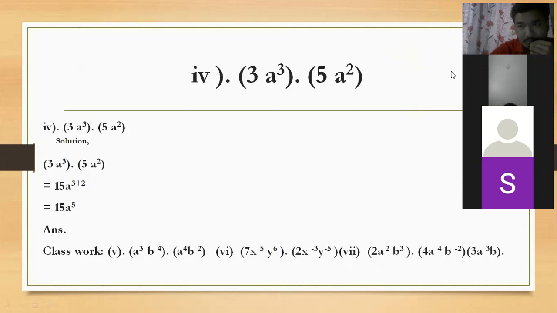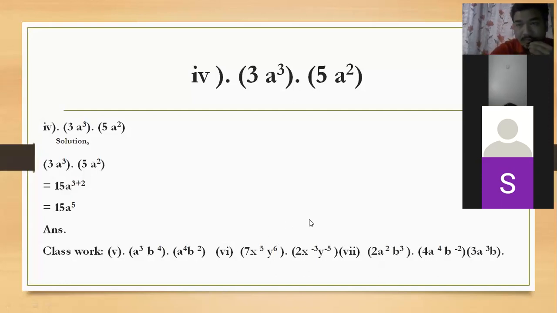Sir, 24 a to the power 7 b to the power 2. A to the power how much? 2 plus 4 is 6, 6 plus 3 is 9. It will be a to the power 9. We have to add the powers 2, 4 and 3. And b to the power how much will it be? B squared. Good. You are right.